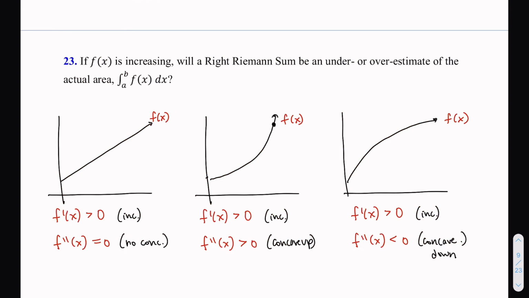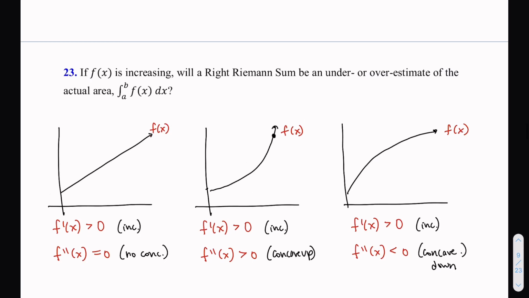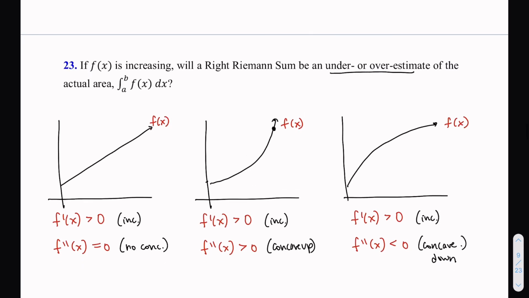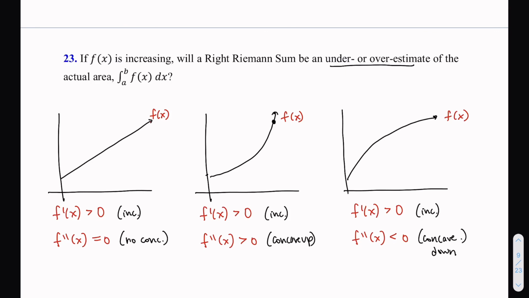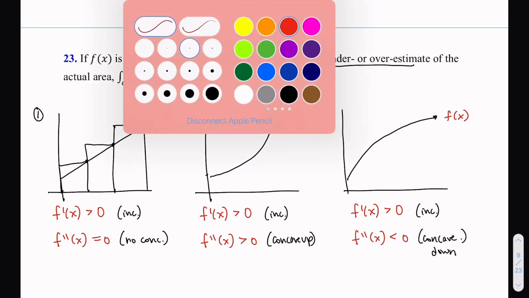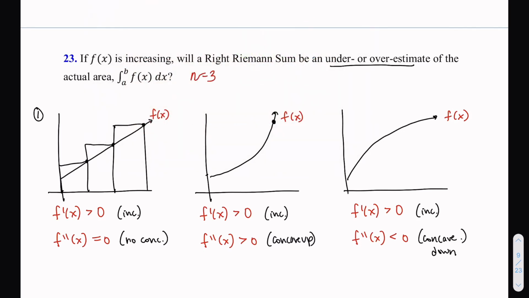Okay, for this final example, it says if f is increasing, will a right Riemann sum be an under or over estimate of the actual area under the curve? So to answer this question, simply make a quick sketch. Let's start with sketch number 1 on the left side. You can make a right Riemann sum by starting at the right edge of your graph, dropping the perpendicular down to the x-axis, and then extending your rectangle leftward. And we'll repeat that process until we either fill in the entire area, or, for demonstration purposes, just say we have n equals 3 rectangles.